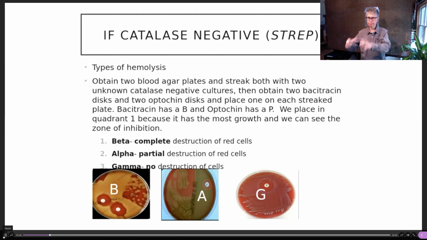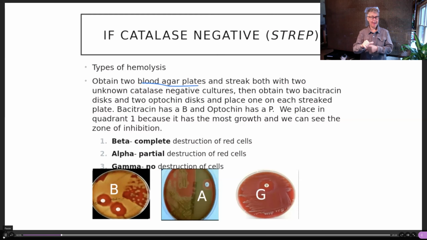Blood agar plates are basically tryptic soy agar plates, but they're infused with 5% sheep's blood. The reason that they're infused with that sheep's blood is that if those organisms produce certain types of hemolysins, we're going to see different types of hemolysis on the plate. And hemolysis is when the bacteria breaks down the hemoglobin in those red blood cells. Depending on what type of hemolysis it is, we're going to see different results.